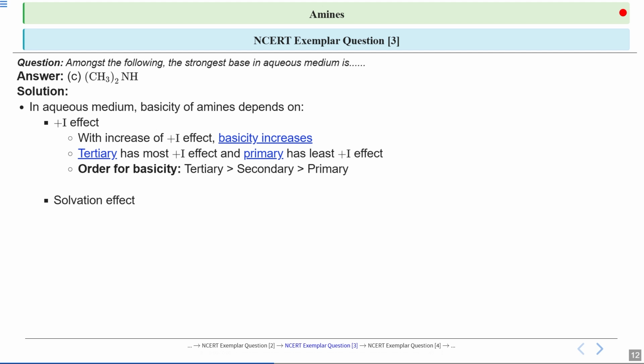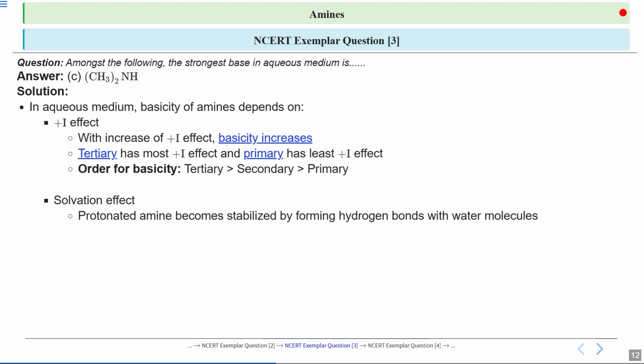Now, if we talk about solvation effect. Okay. Next, we'll talk about solvation effect. So, when a protonated amine interacts with water, hydrogen bonds form, which stabilizes the protonated form through solvation effect. So you will see that the protonated amine becomes stabilized by forming hydrogen bonds with water molecules. So if you will see, primary amines have more hydrogen atoms which are available for hydrogen bonding. So that leads to stronger solvation in water compared to secondary and tertiary amines.